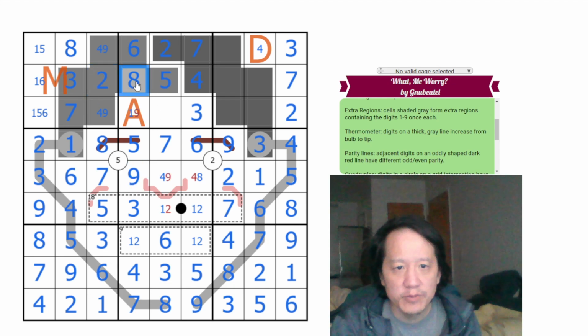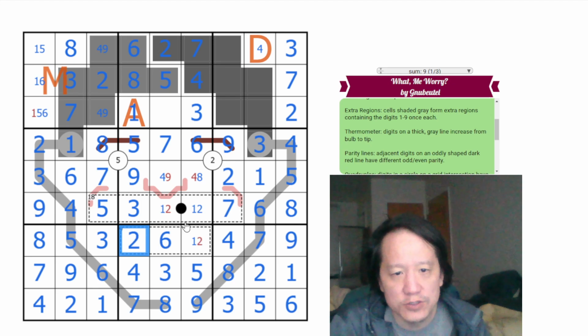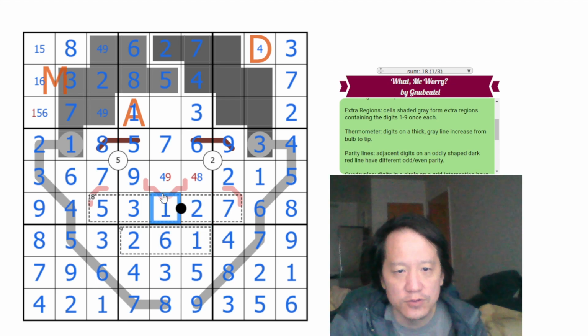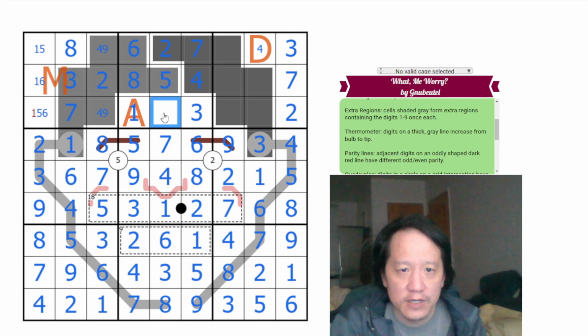This has to be 9 because this 8 eliminates a possibility, which forces this to be 1. Which forces this to be 2. Which forces this to be 1, 2, 1, 4, and 8. So now this is the 9, which makes that 4. This 9. Oops, 9.